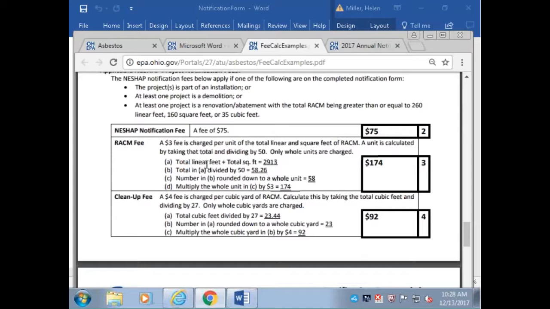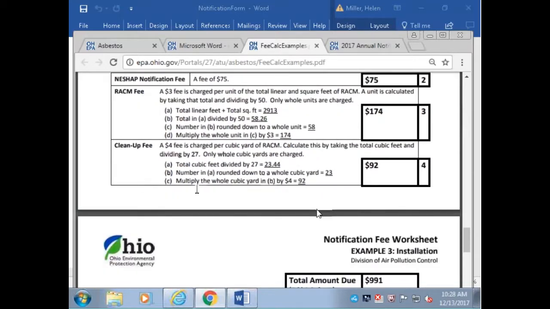So if we take the total linear feet plus the total square feet, you get that number. You divide it by 50, you get 58.26. You round it down to the whole unit of 58, multiply it by $3, you get your 174, and you put that here. If there's a cleanup fee, if it's cubic feet, here it is, the $4 fee per cubic yard.